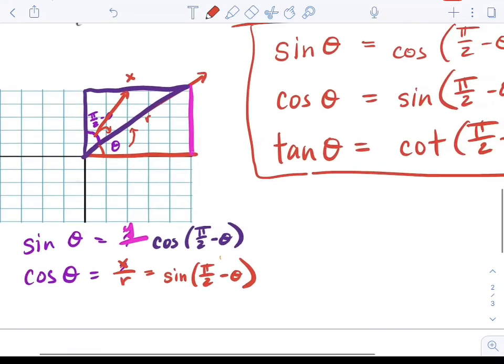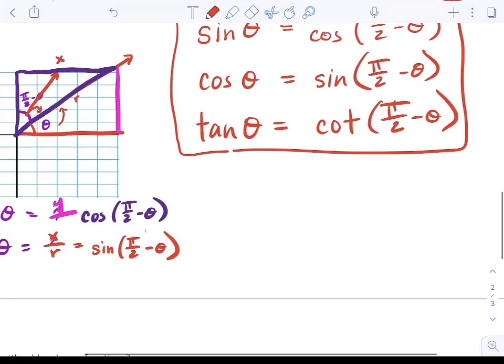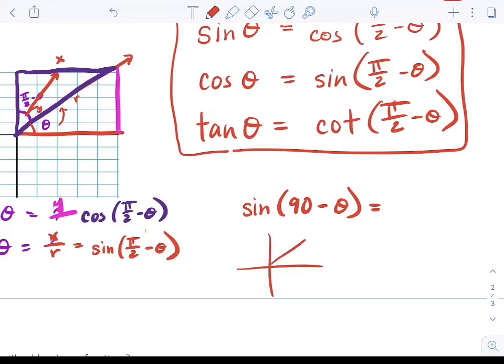So if I had a question, I might say, well, what is sine of 90 minus theta equal to? Well, what angle are we talking about, 90 minus theta? Well, that's telling me that we're given this angle here would be 90 minus theta, because theta is the related acute angle. Well, that's got to be equivalent to cosine theta.